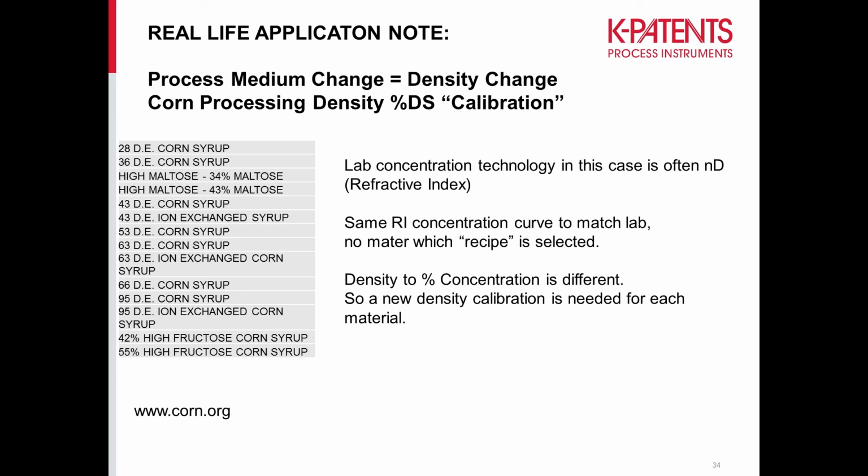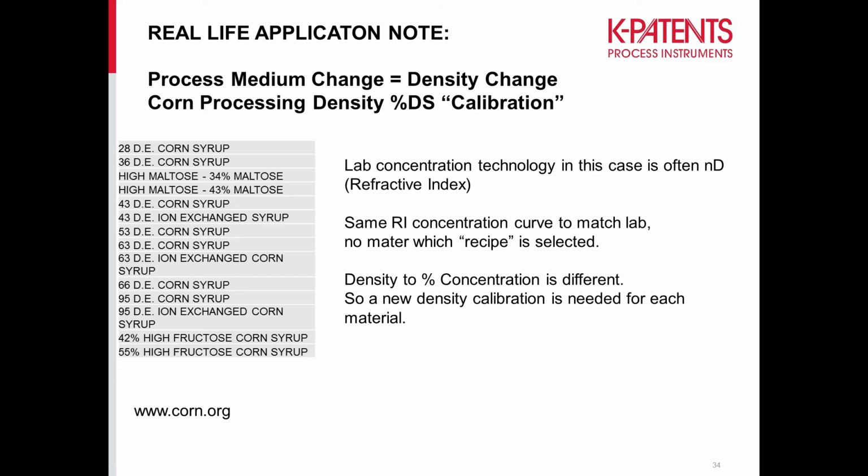So if you're switching between a 53 dextrose equivalent corn syrup and a 63, or into a high fructose corn syrup, the density is going to be very specific and very different for each one of these materials. So your calibration to a concentration also has to follow. You'll have to have a concentration calibration specific to those materials, whereas refractive index is the same technology as the lab, so no changes in that measurement calibration are going to be necessary.